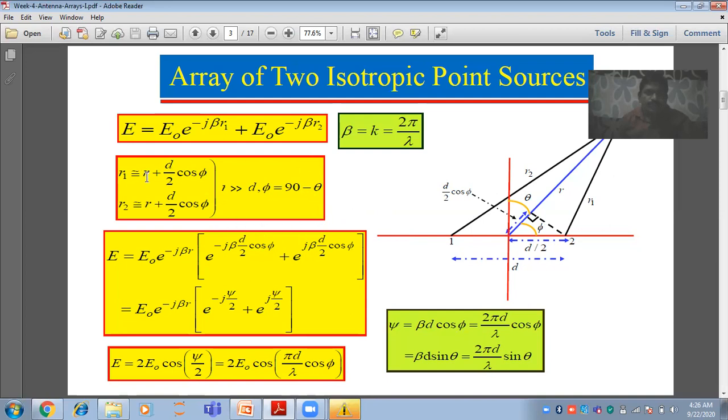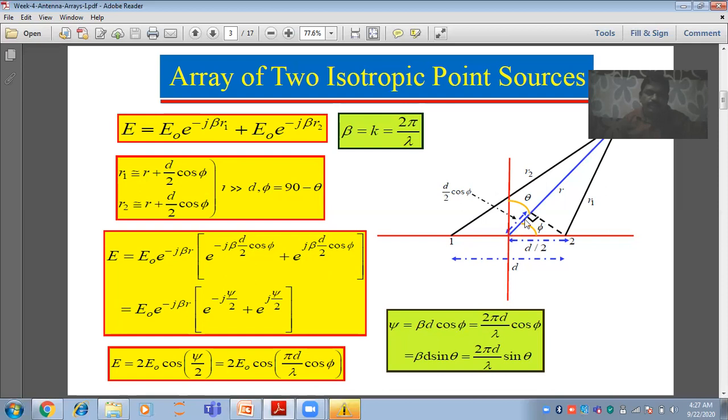Since these three lines, R1, R2 and R, are supposed to be parallel because the observation point is far away from this antenna array, these three will become parallel. If that is the case, this R1 can be approximated like this. If you see in this figure, this R is somewhat longer than this R1. How much is it differing? It is differing by this amount. This is the path difference.